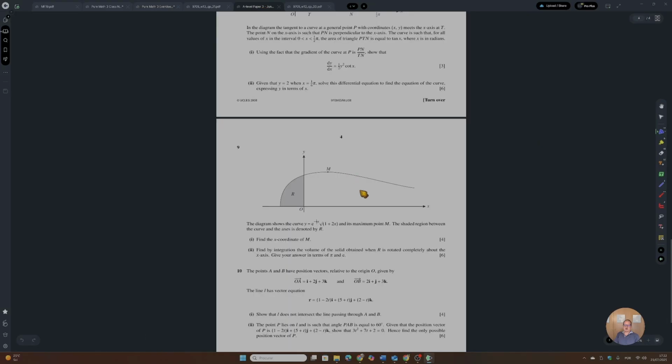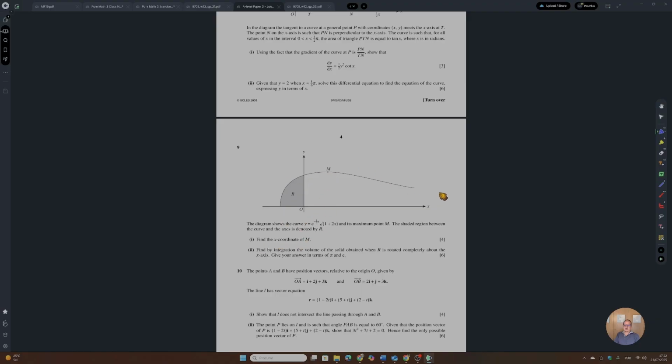Another question. Paper 3 from May, June 2008. It's this question over here. The diagram shows the curve y equals e to the power of minus 1/2 x times square root of 1 plus 2x, and its maximum point M. The shaded region between the curve and the axis is denoted by R. Find the coordinates of M. That is the first question.